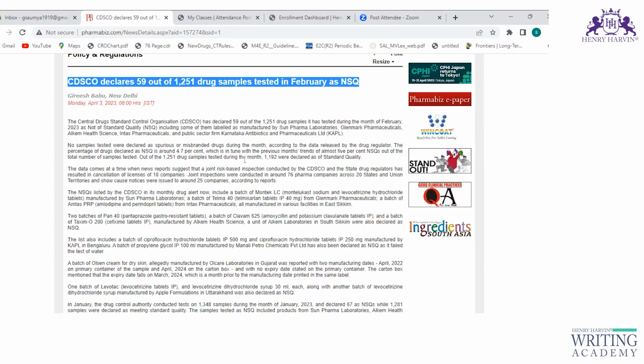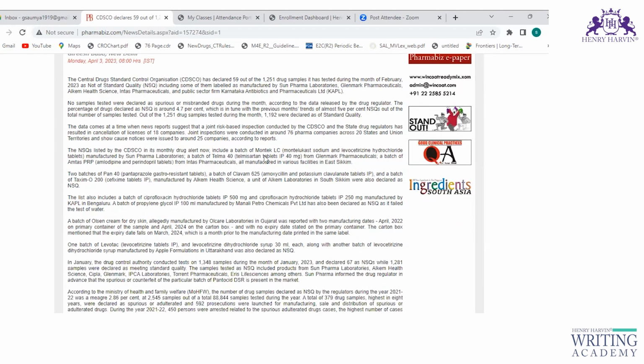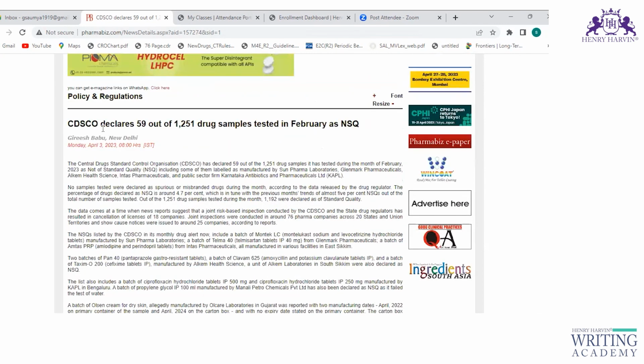Now by reading the headline only, that is, CDSCO declares 59 out of 1251 drug samples tested in February as NSQ, the question arises: which are those drugs? Those drugs are made by which company? And when was this sampling done, and so on. So these are the questions which need to be answered in this news article. So first, the first paragraph.